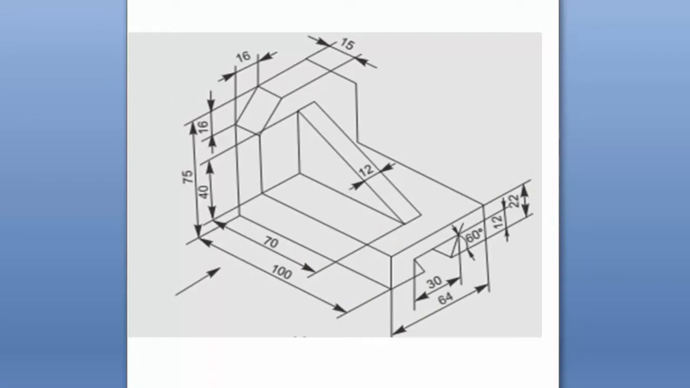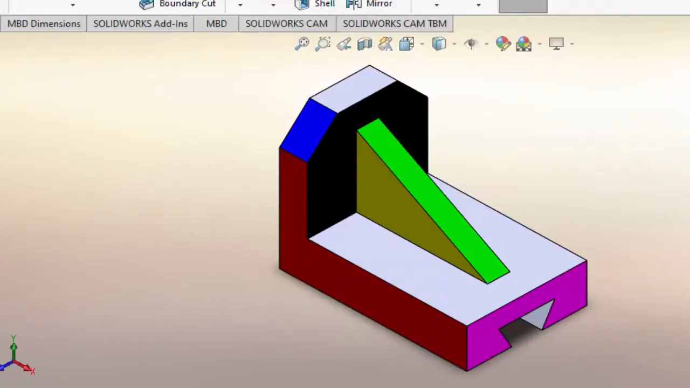Here we are going to see orthographic projection of the given problem. The problem given here is shown on this screen. I have modeled this exact drawing with SolidWorks, a 3D modeling software like this. I have given each surface a different color so that it will be easy to view the front view, the top view and the side views.